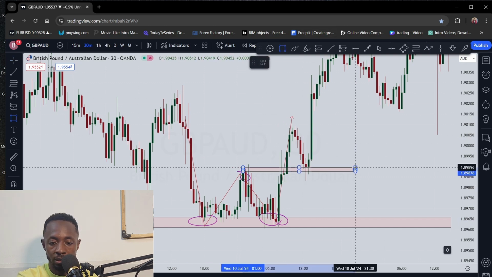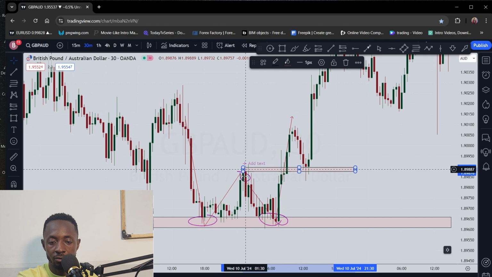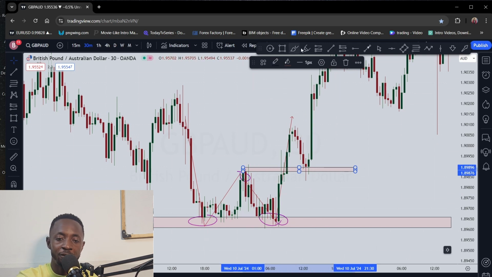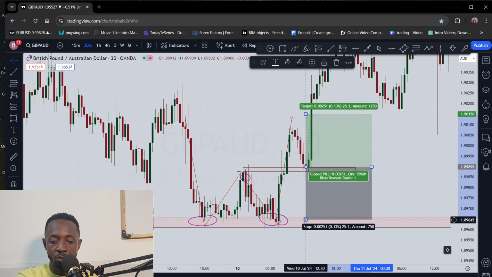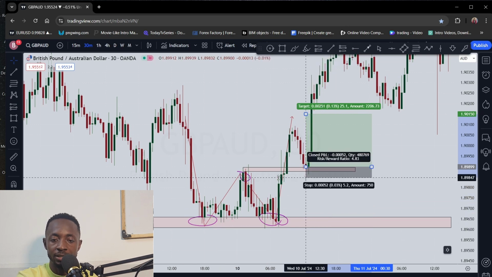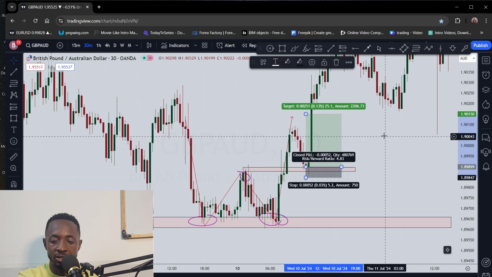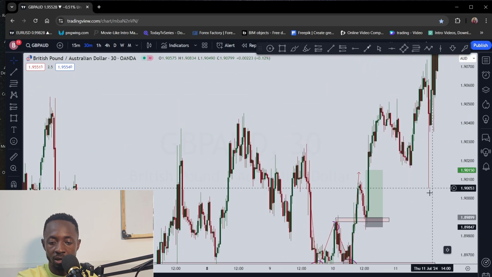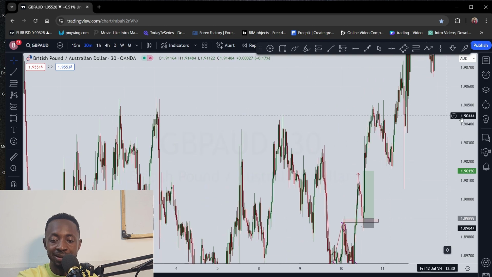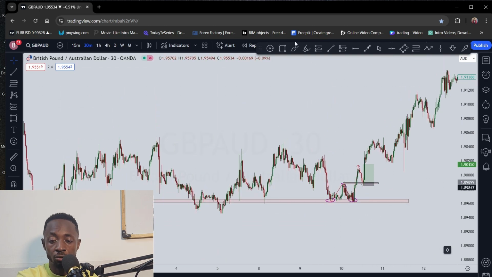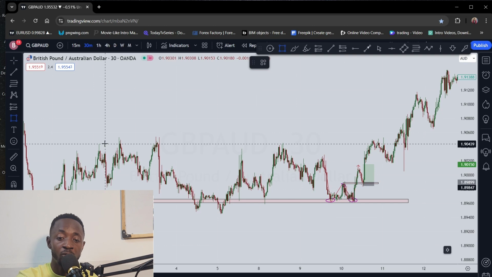One leg, two legs, three legs, four legs. And this is so perfect because it even came back to test the neckline. The neckline of this W is where you buy. So this is where my entry would have been if I spotted this. Okay, this is where my entry would have been. And then you target the next support. At this point, all these places have not been formed.